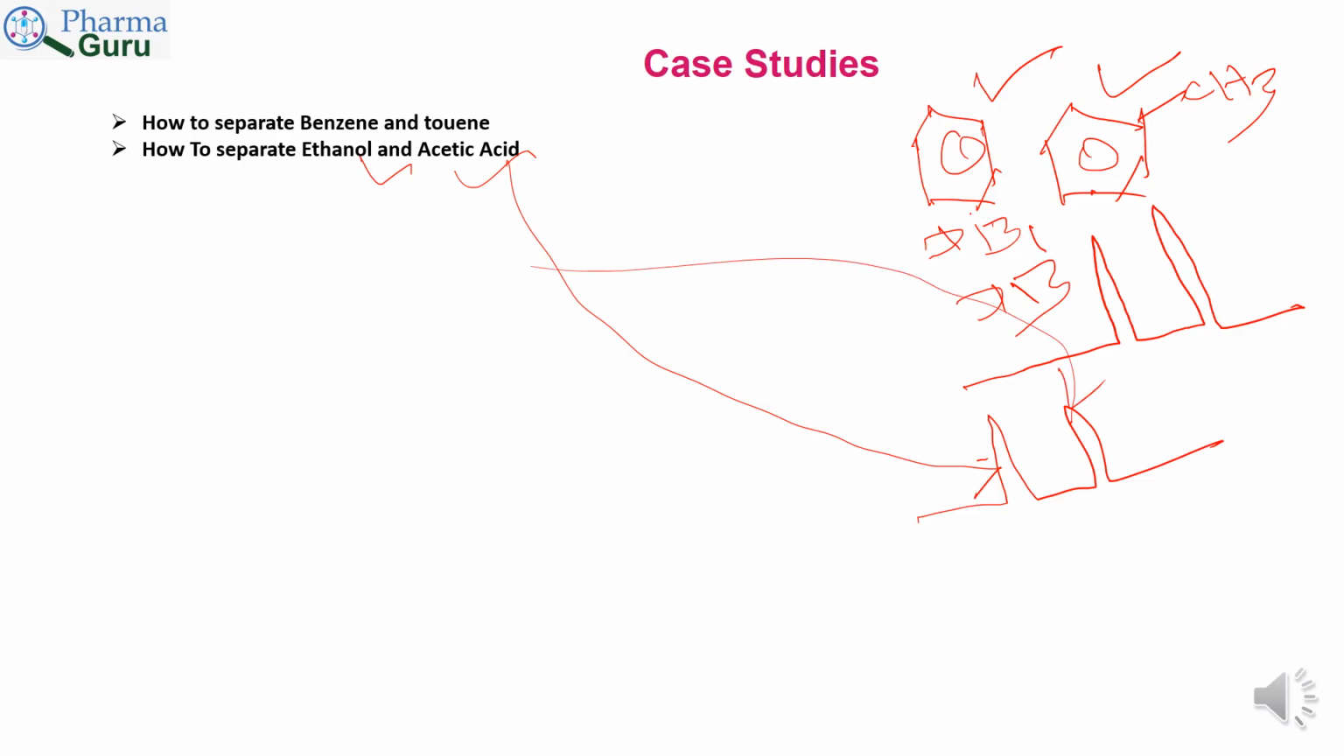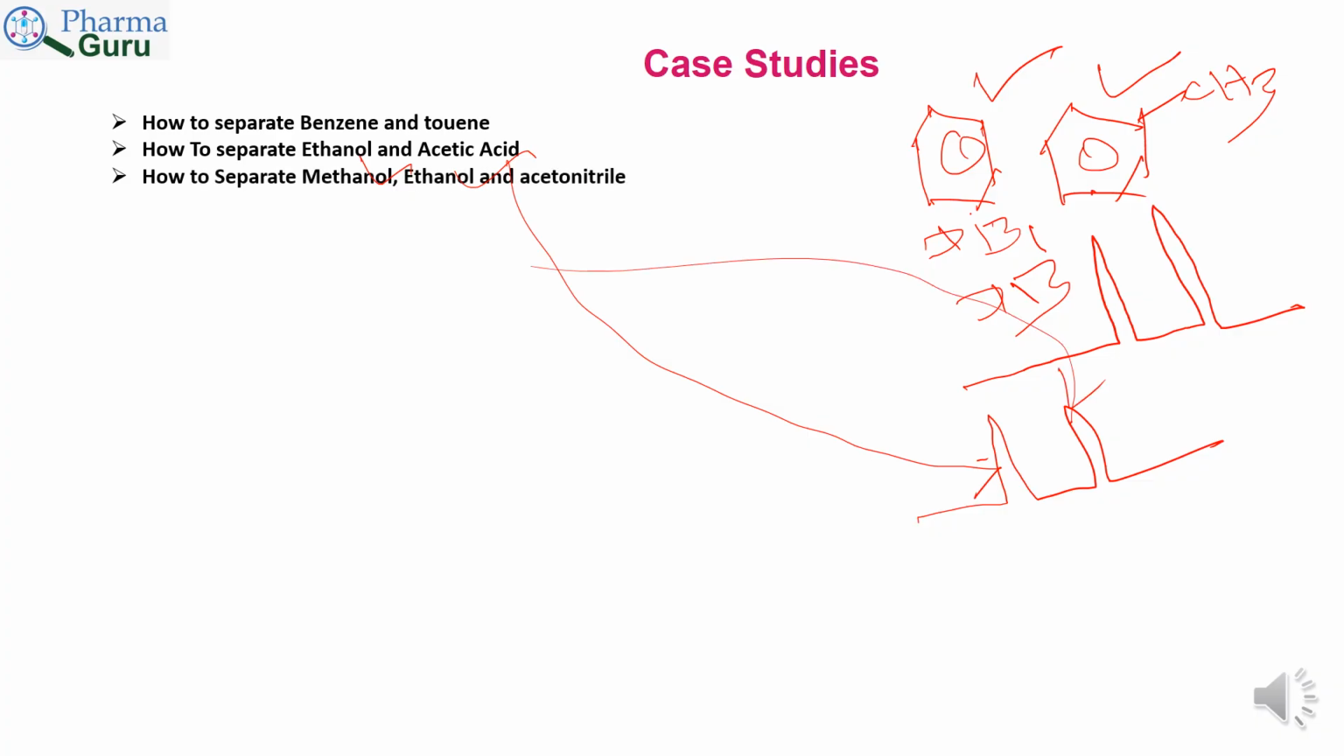How to separate ethanol and acetic acid. Both ethanol and acetic acid are polar molecules. Then which column should one select for separation? Definitely polyethylene glycol is the best column or stationary phase for separation of these molecules. What will be the elution pattern? First acetic acid peak will elute, then after, ethanol peak will elute. This is the acetic acid and this is the ethanol peak.